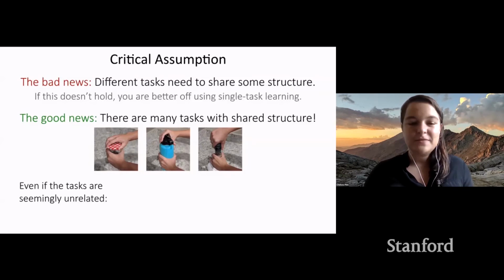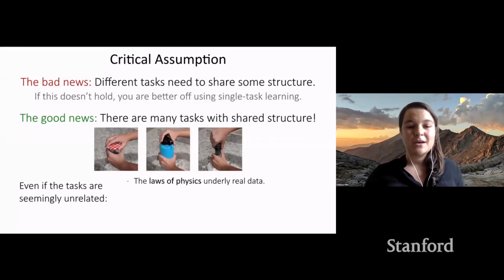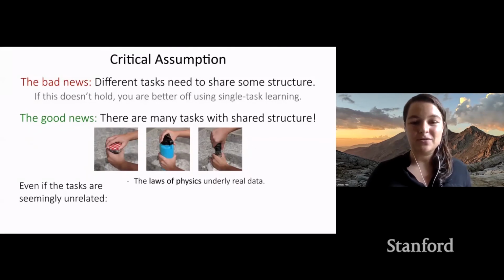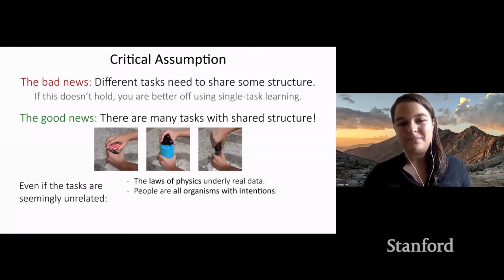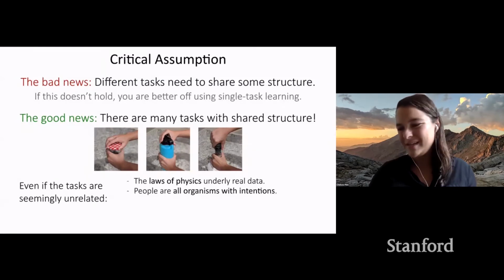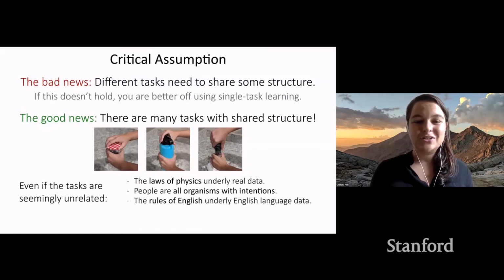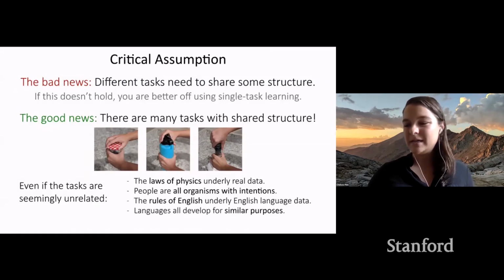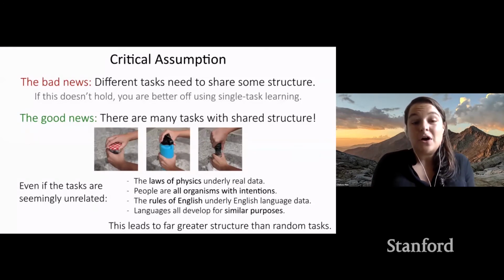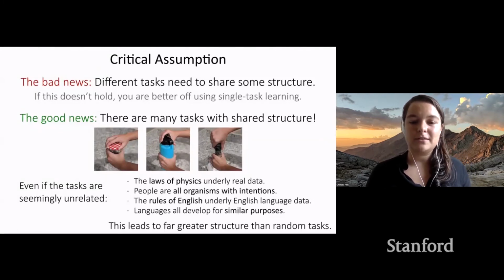And even if the set of tasks that you have are seemingly unrelated, we do know that the laws of physics underlie all of the real data that we have. We also know that people are all organisms with intentions. We know that the rules of English underlie all English language data. We know that languages are all developed for similar purposes, and so forth. And these underlying rules and underlying intentions lead to far greater structure than simply having completely random tasks.